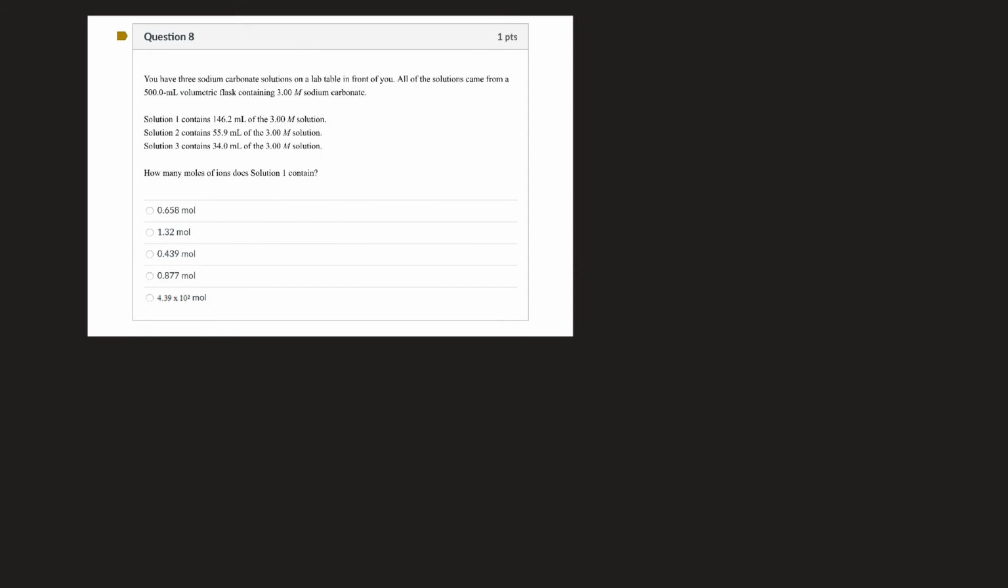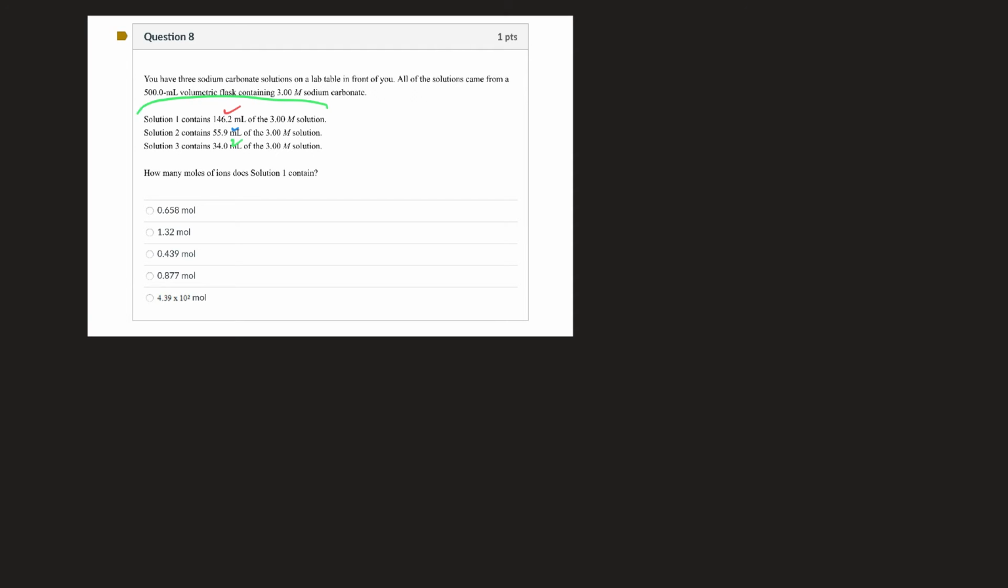Let's try the next. I have 3 sodium carbonate solutions on a lab table. All the solutions come from a 500 ml flask containing 3 moles per liter of sodium carbonate. Okay, so solution 1 contains this volume, solution 2 contains that, and solution 3 contains that volume of 3 mole per liter. Then it says, how many moles of ions does solution 1 contain?